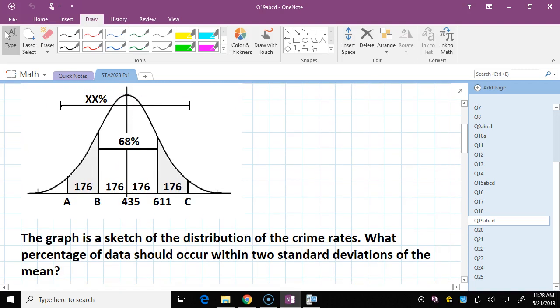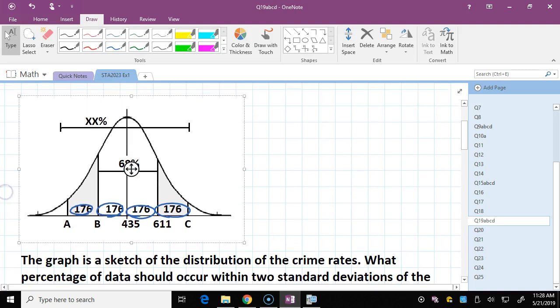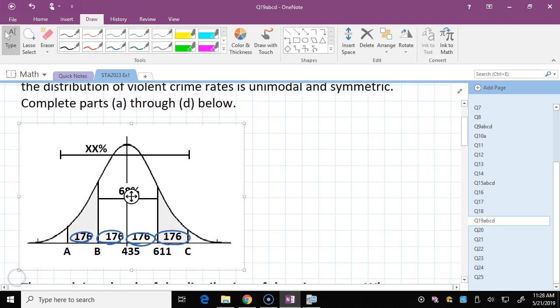All right. So just a couple of things to notice on this. They're giving you a nice little hint down here. They keep saying 176 because that's your standard deviation. That's how they're getting from 435 to 611: they took 435 plus the 176 to get 611. But for the first question, it says the graph is a sketch of the distribution of crime rates. What percentage of data should occur within 2 standard deviations of the mean? So they're asking you to figure out that percentage. So remember, this was 68, and how much was that guy? That's 95%.